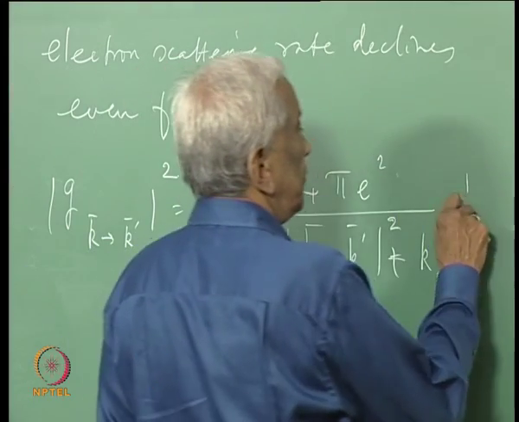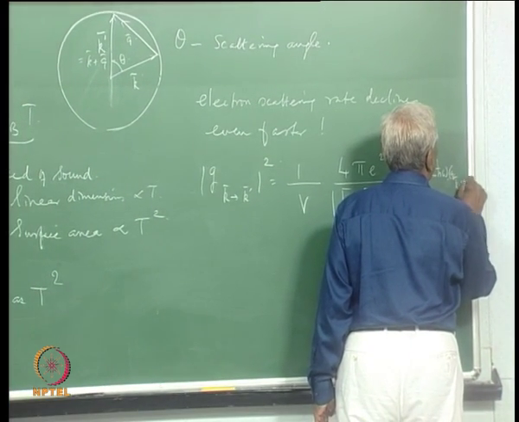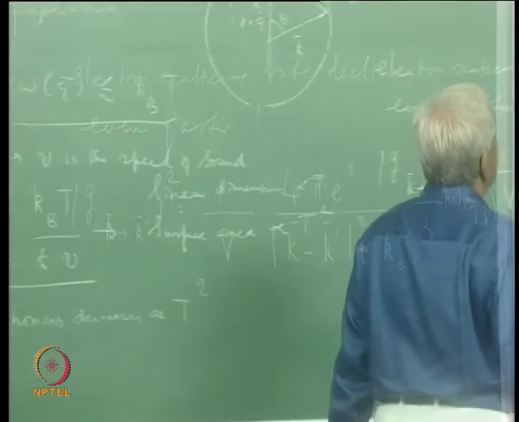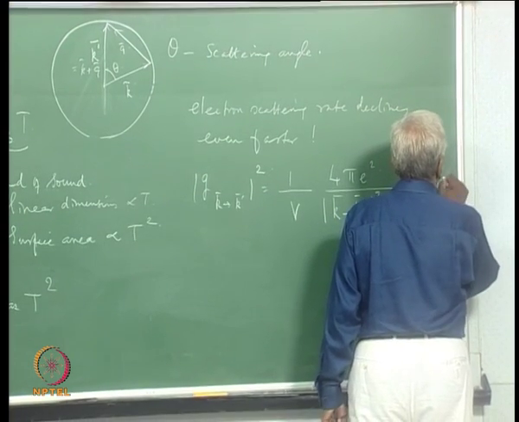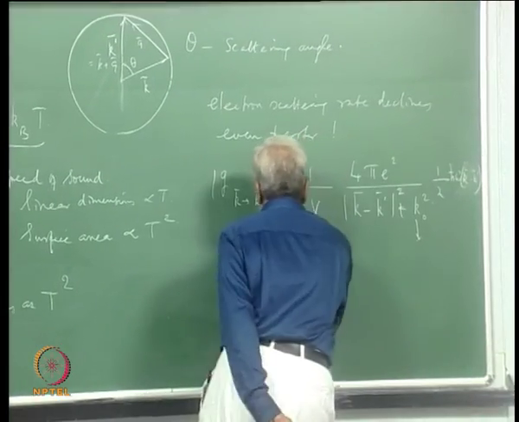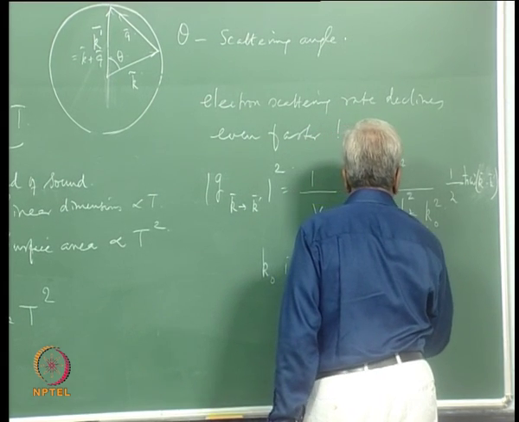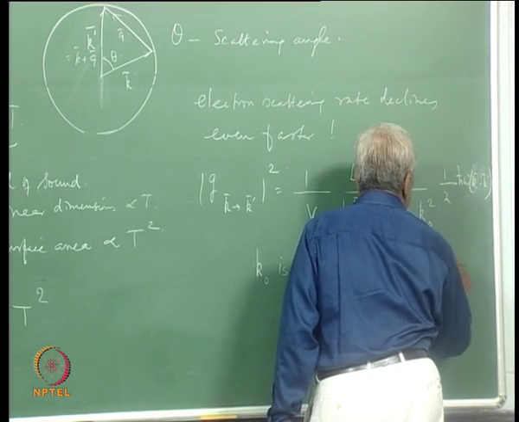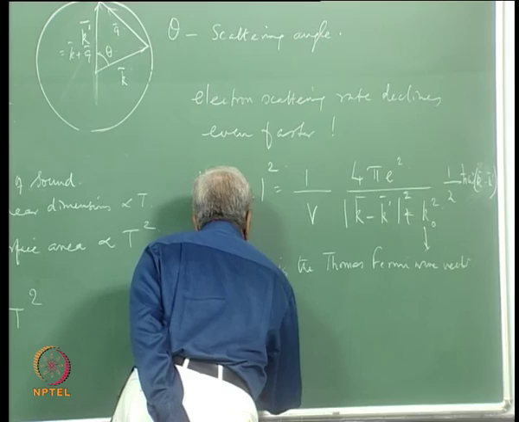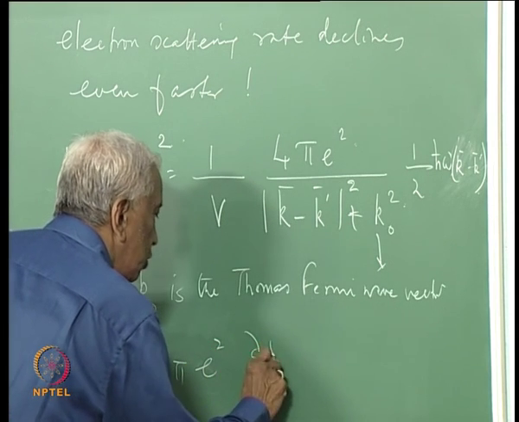Into half h cross omega q k prime. Well, let us write just k minus k prime. Here k naught is the so called Thomas Fermi wave vector, which is defined by k naught equals 4 pi E square dn naught by d mu.